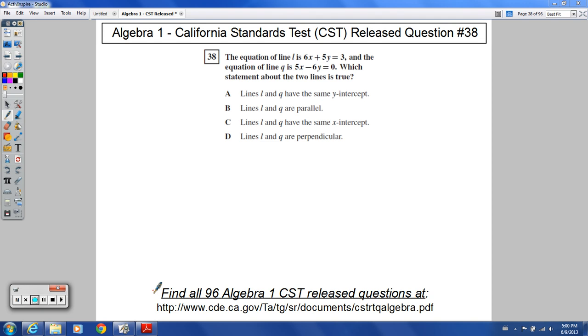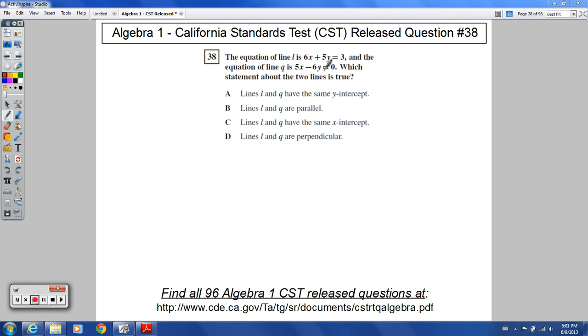Welcome to release question number 38 for Algebra 1. It says the equation of the line L is 6x plus 5y equals 3, and the equation of the line Q is 5x minus 6y equals 0. Which statement about the two lines is true? We have them having the same y-intercept, the same x-intercept, that they're parallel, or that they're perpendicular.